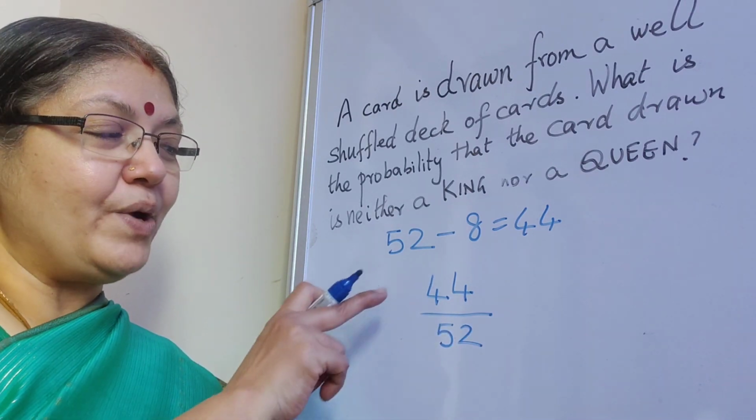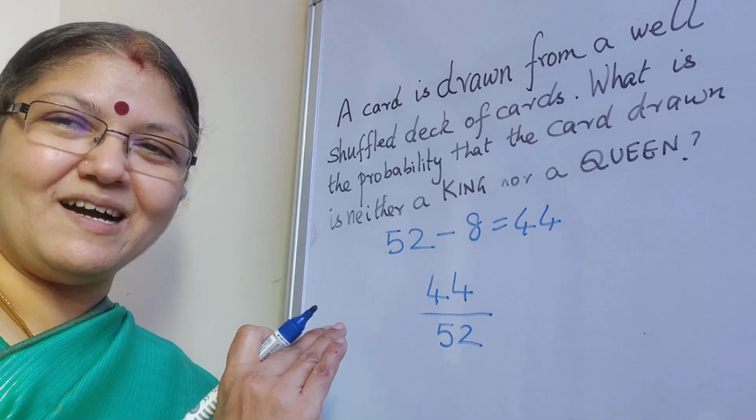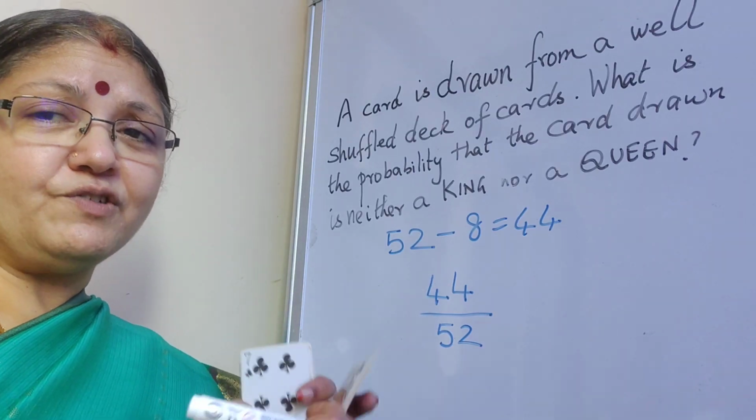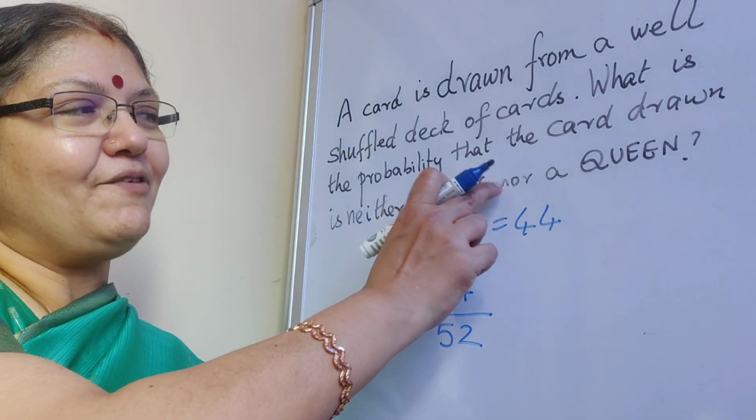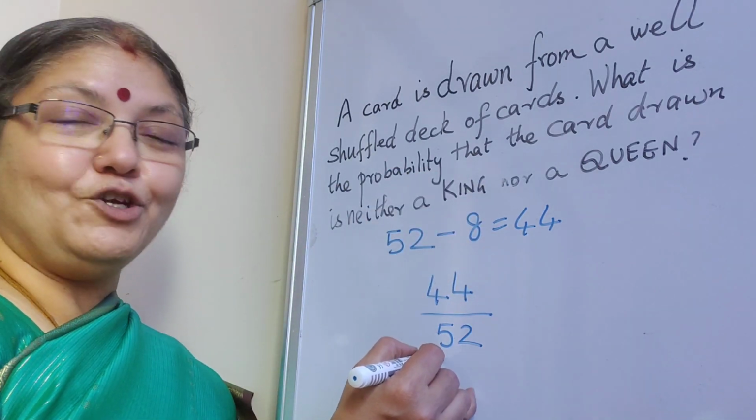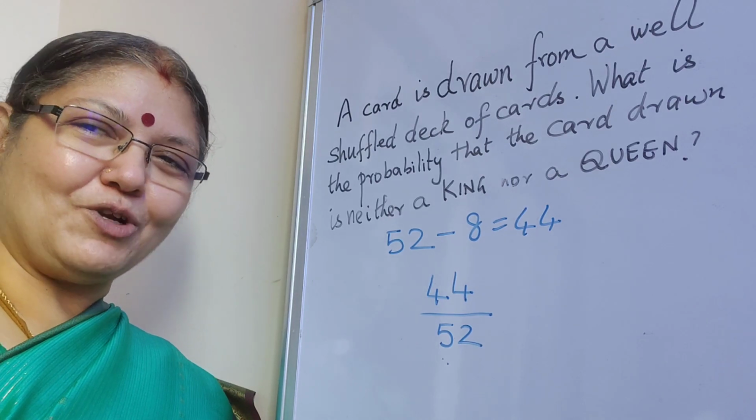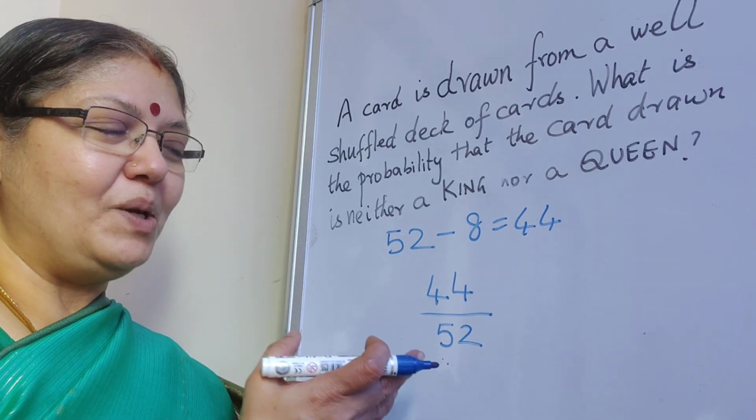So here the event that we want is, it should not be a king or a queen. So which is 44 because we have removed those 8 cards. So from the remaining, it could be any one of the 44. It will satisfy this condition. And your total number of possibilities or outcomes in your sample space will be 52.